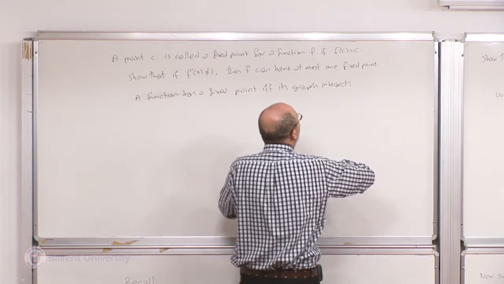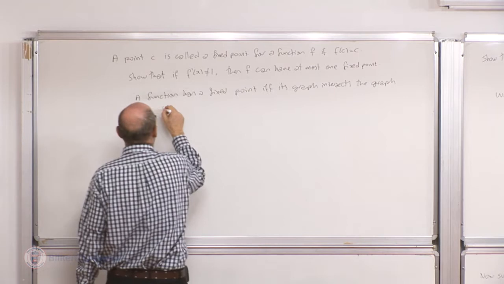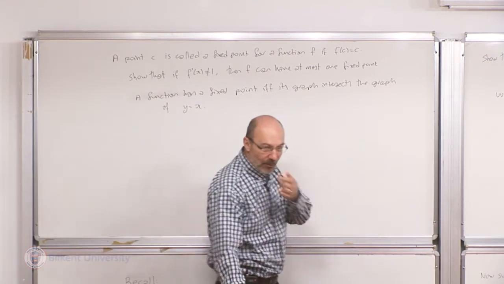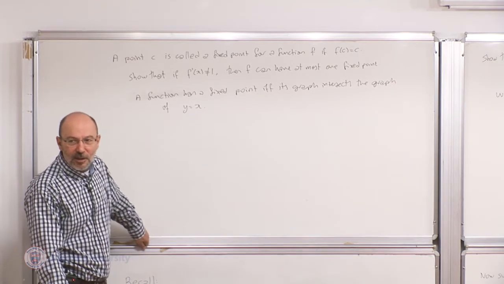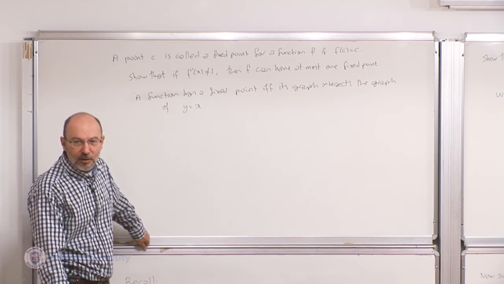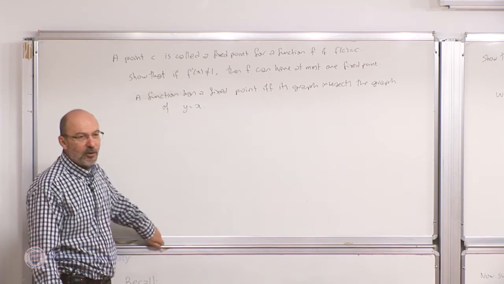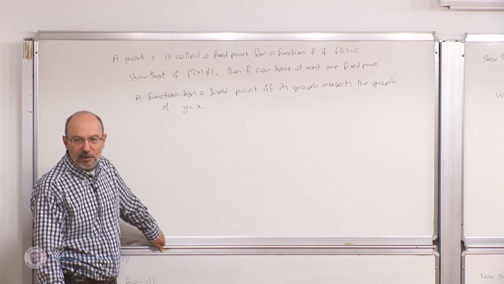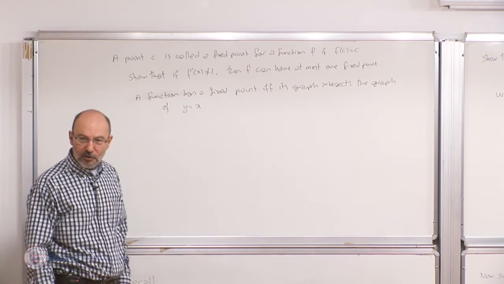Let me add one more: intersects the graph of y equals x. Is it true? On the line y equals x, take any point. Its x coordinate and y coordinate are the same. If this intersects the graph of y equals f of x, every point on that graph is of the form x, f of x. When you put them together, f of x equals x.